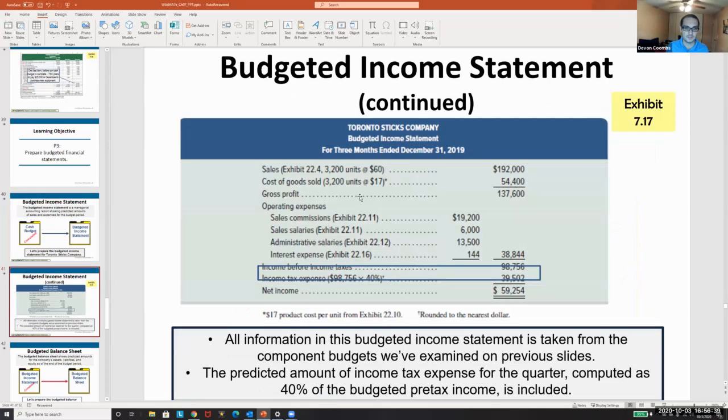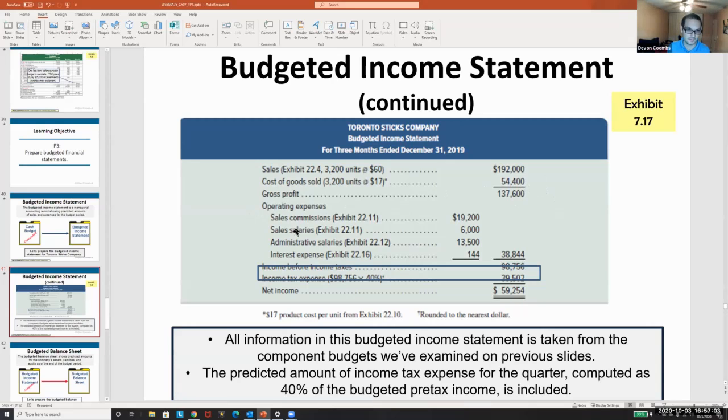So budgeted income statement, we know our sales. So we're going to budget our sales and our cost of goods sold. We have our sales budget, we have our cost of goods sold budget, and our gross profit is $137,600. No, this has to be GAAP, right? This is GAAP information, no longer variable costing. So this cost of sales includes our fixed overhead.